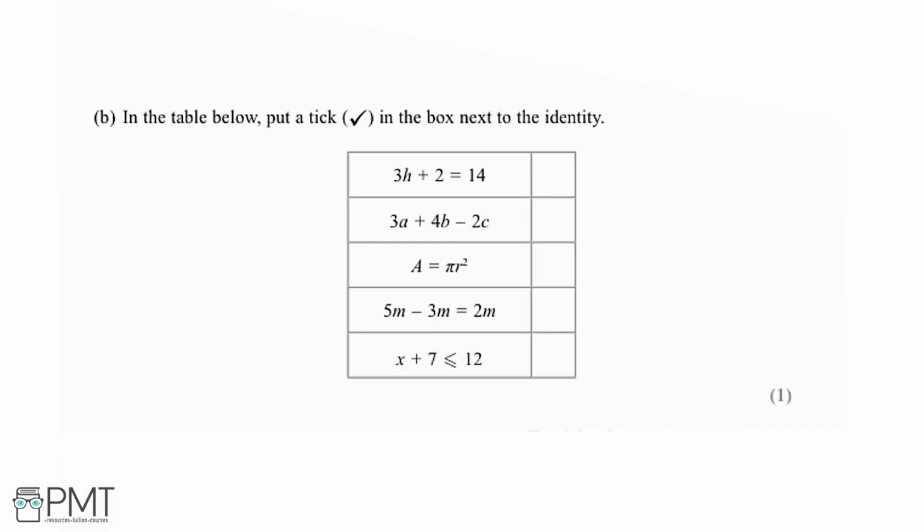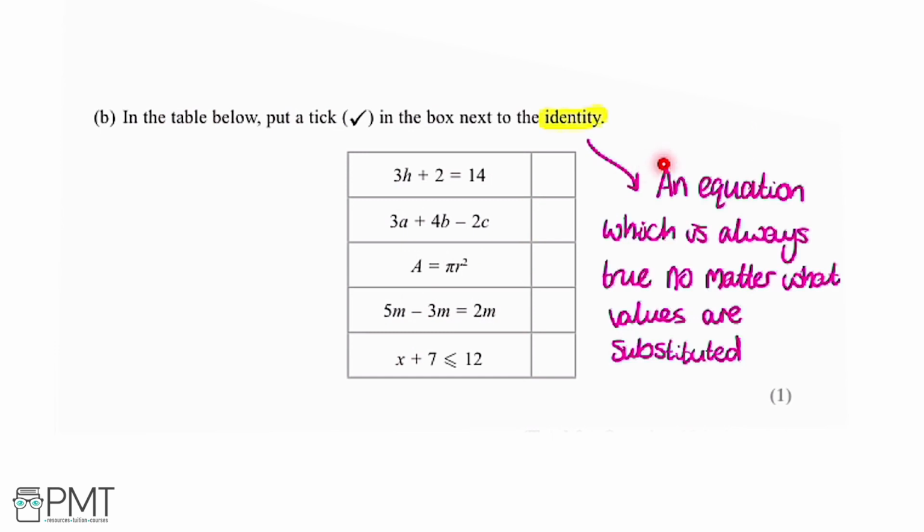Now part B says that in the table below we need to put a tick in the box next to the identity. So an identity is an equation which is always true no matter what values are substituted. Now that's a bit tricky to get your head around, but if we go through it, if we look at the first one, there's only one value of h that this will be true. So it's 3 multiplied by something plus 2 is 14. There's only one value of h, which this will equal 14.